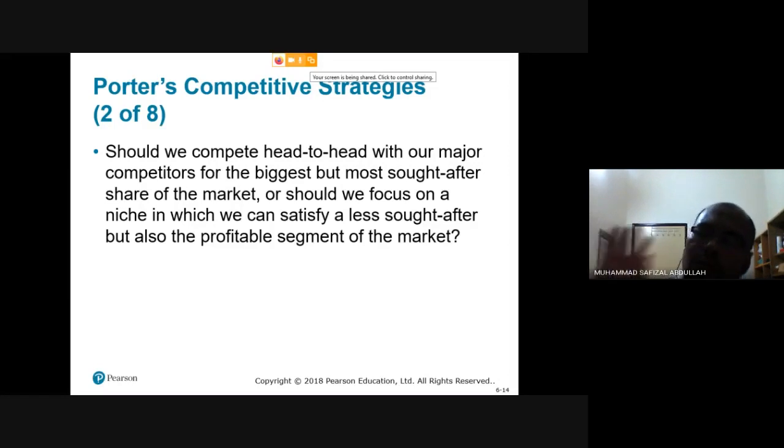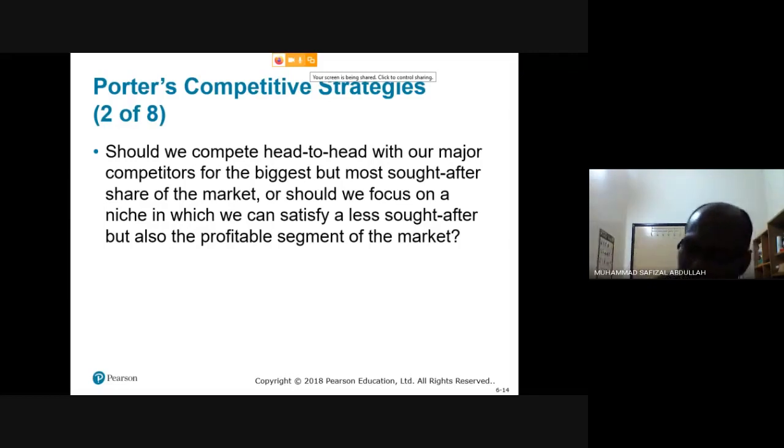Which one do you want to choose? Whether you want to fight with a strong company in a larger market, or you want to switch to a smaller market, where there are still consumers and you can still get a profit, but not so high, not so promising as the mass market. So which one would you choose?